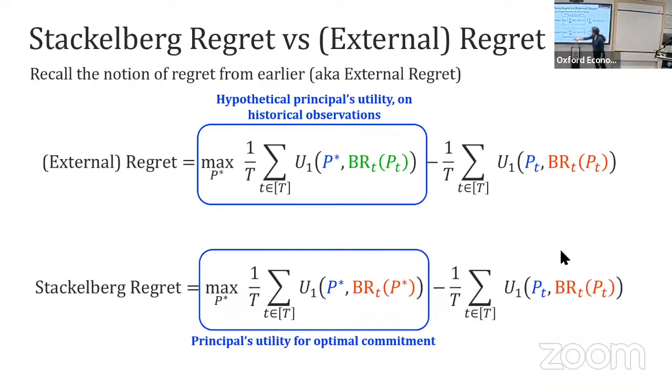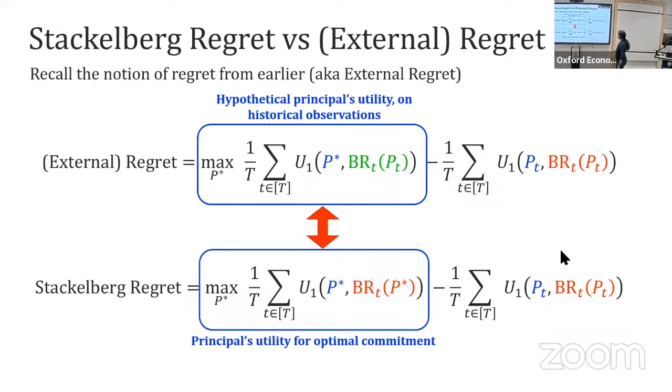So for Stackelberg, as I said, it is the principal's utility for the optimal commitment. What external regret is talking about, especially in a commitment world, is a much more hypothetical thing that says that, well, the responses of agents historically were induced somehow. And I'm going to assume that they remain the same and somehow evaluate my action over the historical thing, rather than what kinds of reactions it will induce in the future. So that's the difference between the two of them, okay?